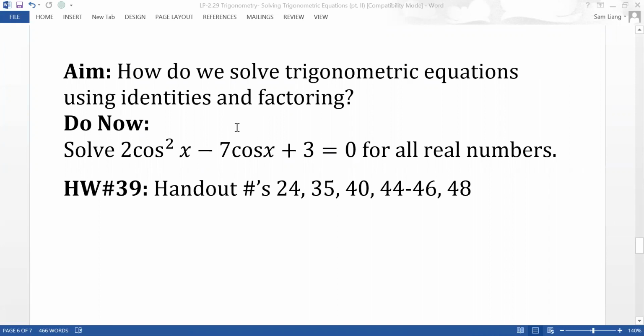Okay. So the do now is solve 2 cosine squared x minus 7 cosine x plus 3 equals 0 for all real numbers. So two things here. One is, this is an equation in the form of a quadratic in the sense that there's a square term, like cosine x squared, and it looks like a quadratic equation, right? The second thing is you're solving for all real numbers. So just like yesterday, we're going to have to tack on 2k pi, k pi, etc., depending on the situation.